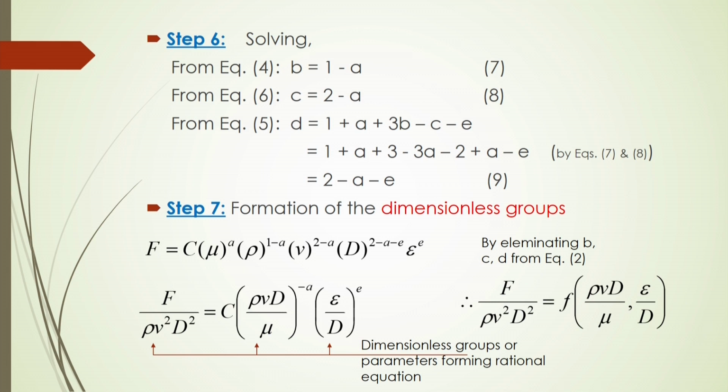So, formation of the dimensionless groups will be then, if we substitute those b, c, d values in these exponents, then we can represent f as equal to C mu to the power a into rho to the power, here it was b. So, instead of b it will be 1 minus a. Similarly, v to the power, it was c, so instead of c it will be 2 minus a from equation number 8. Similarly, for d, d to the power d, it should be in terms of 2 minus a minus e, that is from equation 9.